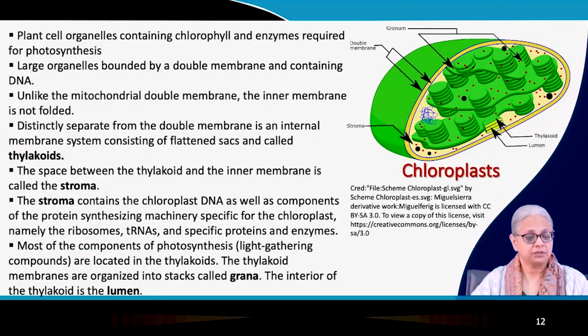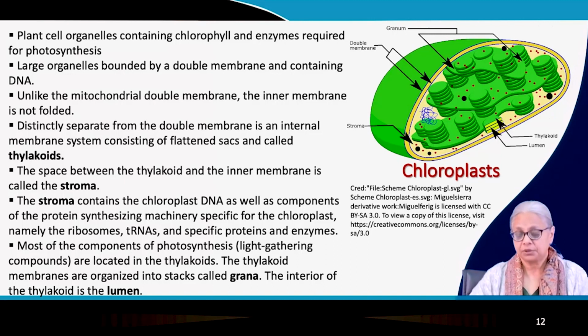Then we come to plant cells. Plant cells contain chlorophyll and enzymes that are required for photosynthesis. These are large organelles. The chloroplasts are where the chlorophyll is, and these chloroplasts have double membranes and their own DNA. So this is what a chloroplast looks like. It has a double layer membrane. Unlike the mitochondrial double membrane, the inner membrane of the plant chloroplast does not have any folds. So there is an outer and an inner membrane, and there are several other suborganelles inside the chloroplast. So let's take a look at each one of them.